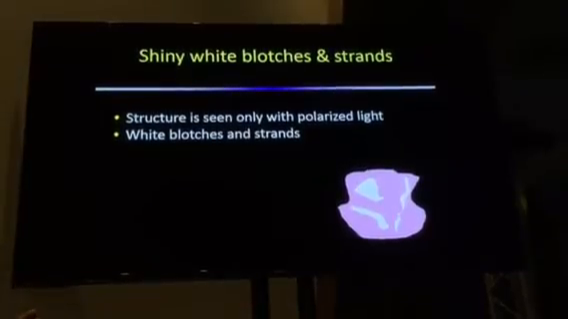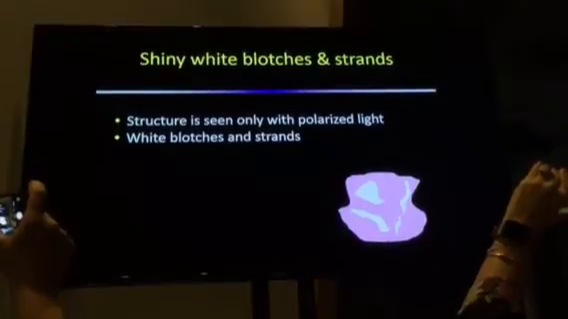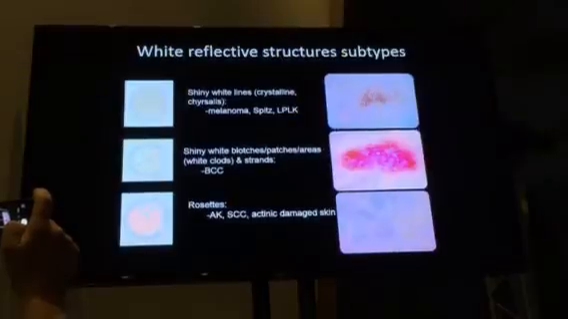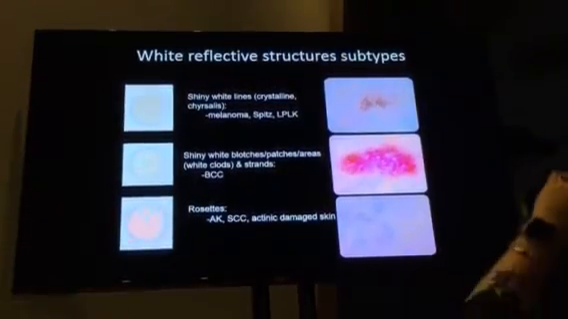One of the more recently described structures, and one maybe you're not as familiar with, are shiny white blotches and strands. This is a structure that's only seen with polarized light. You can't see it with non-polarized light. And I'm going to define what I mean by blotches and strands.